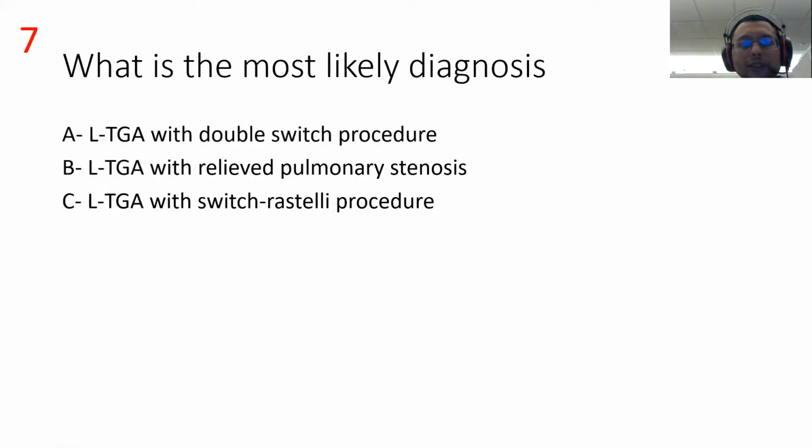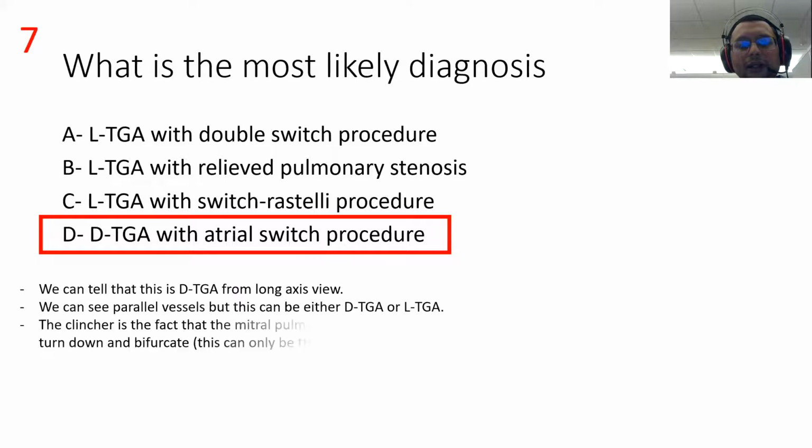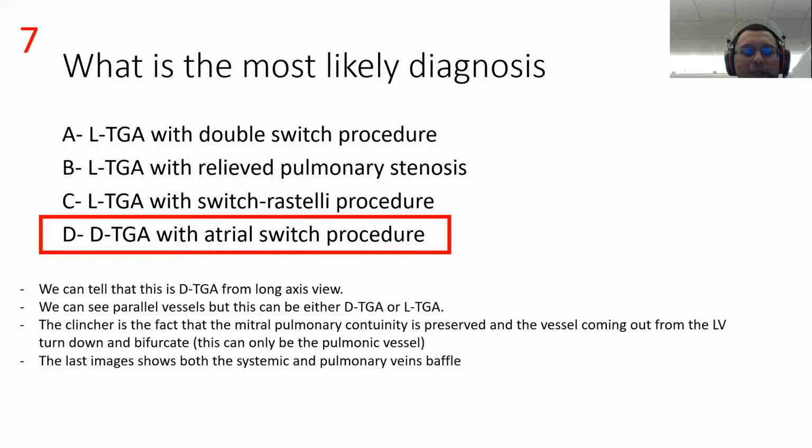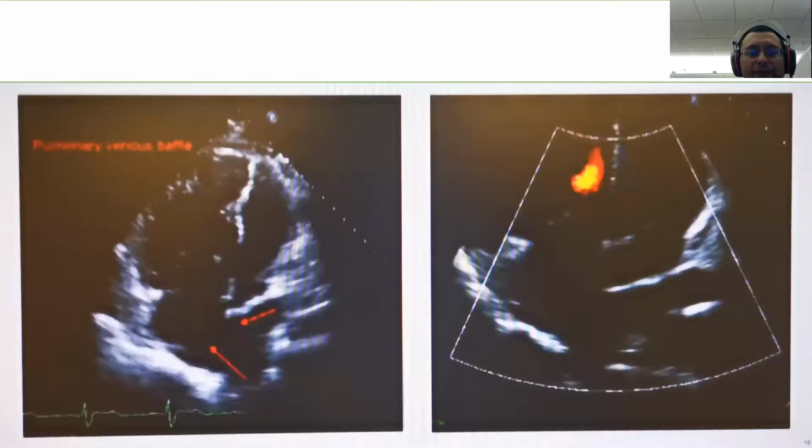In this view we can see the vessels in parallel, but this can be either DTGA or LTGA. The clincher is that the mitral pulmonary continuity is preserved and the vessel coming out from the LV turns down and bifurcates, so this can only be the pulmonary vessel. The last images show both the systemic and pulmonary vein baffle.